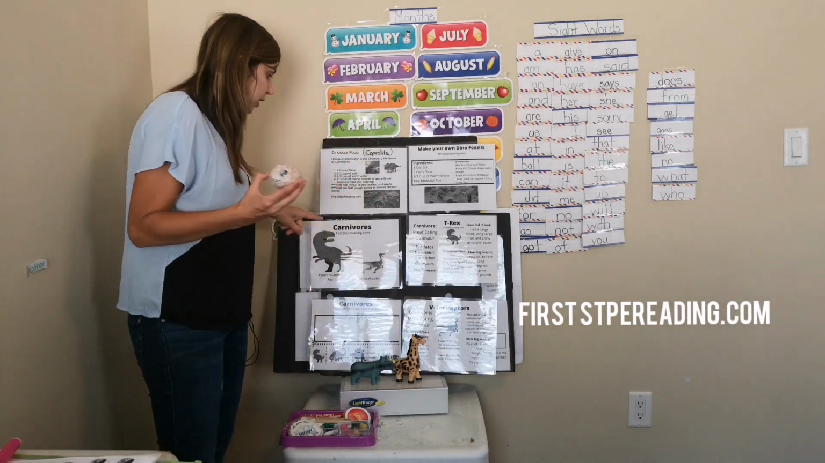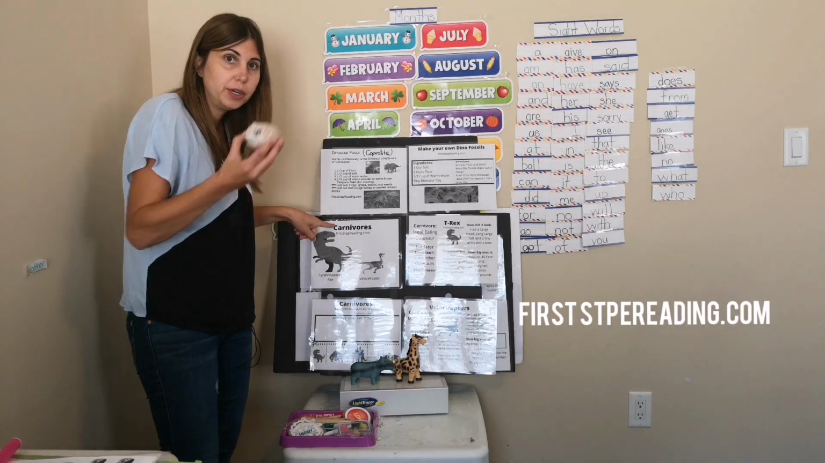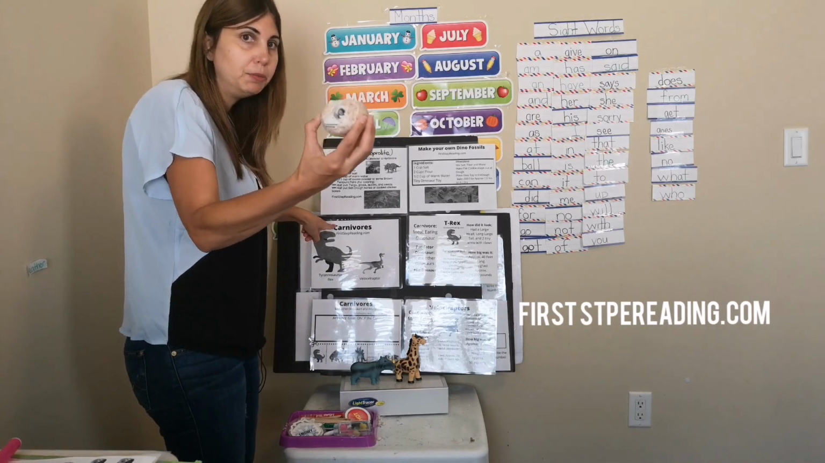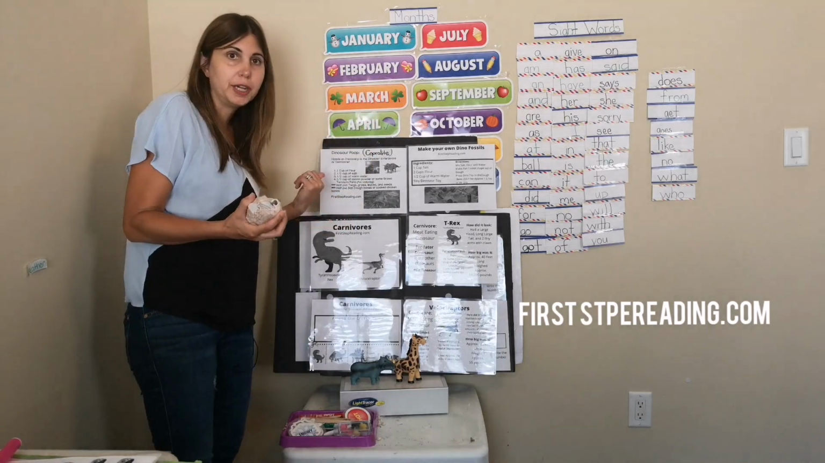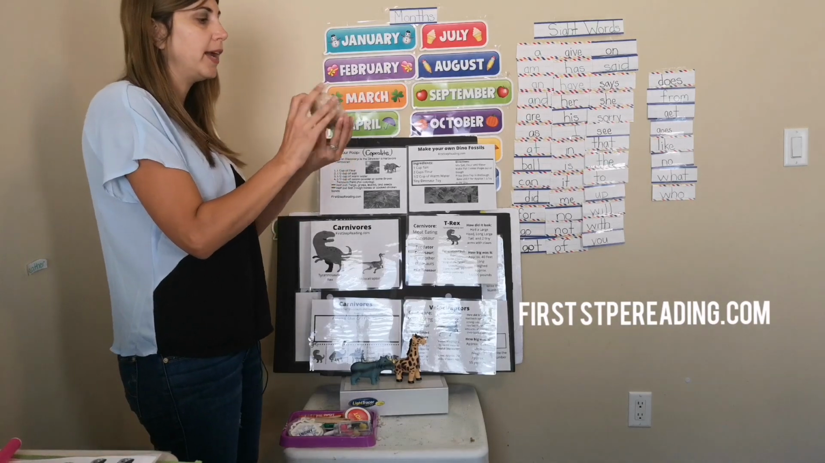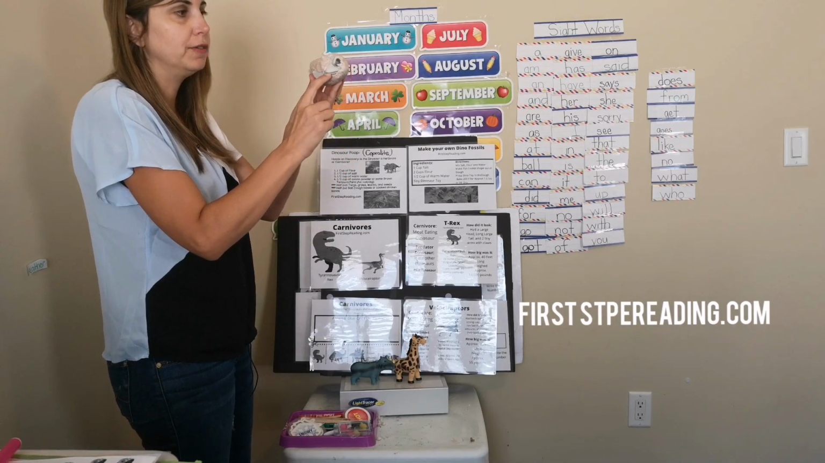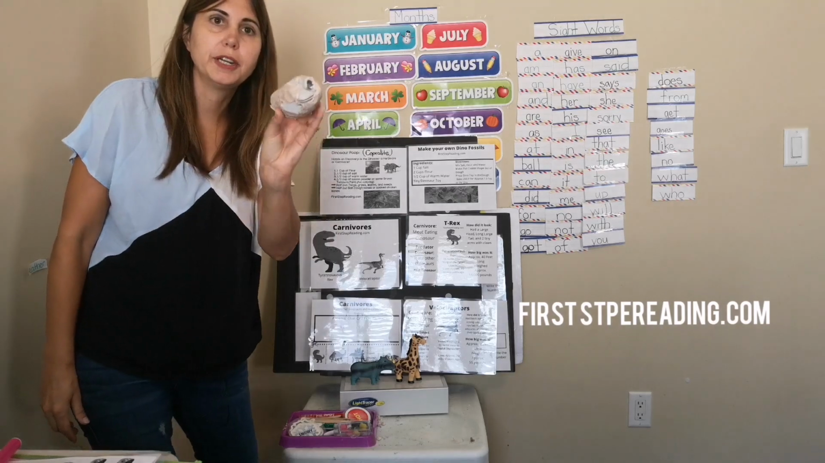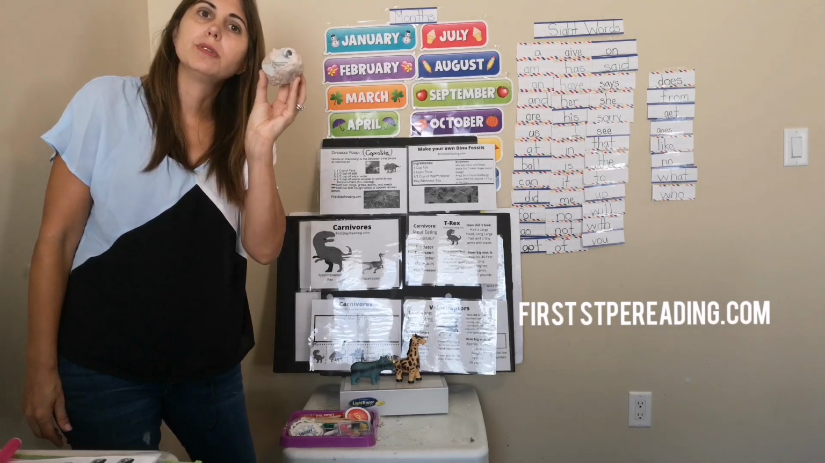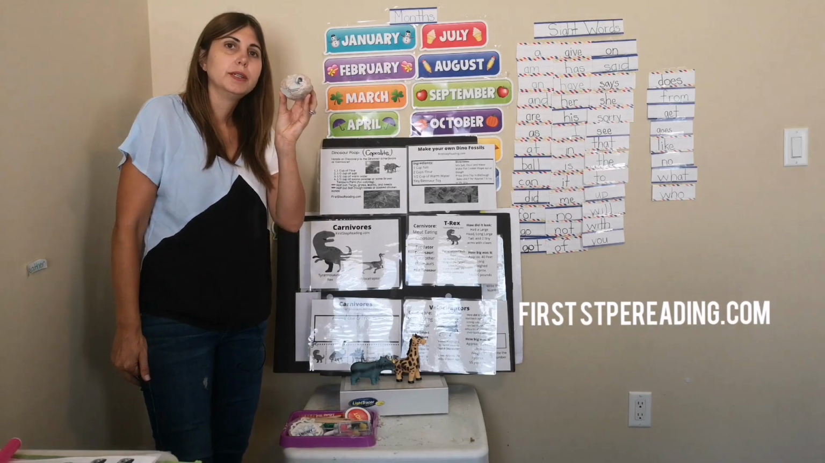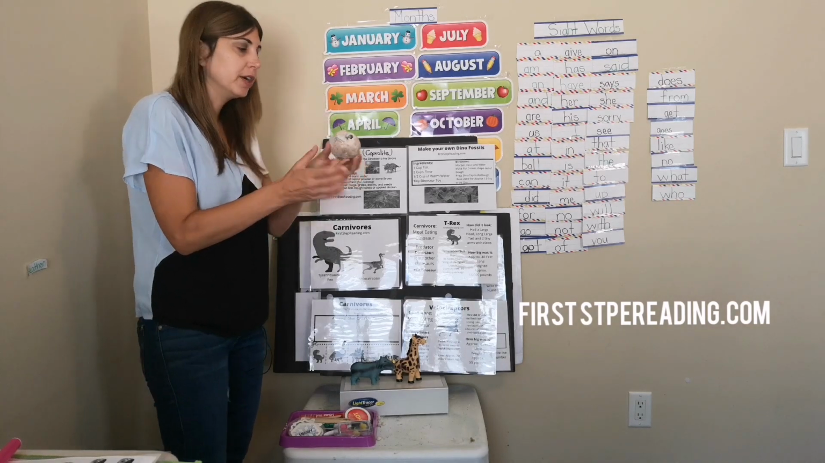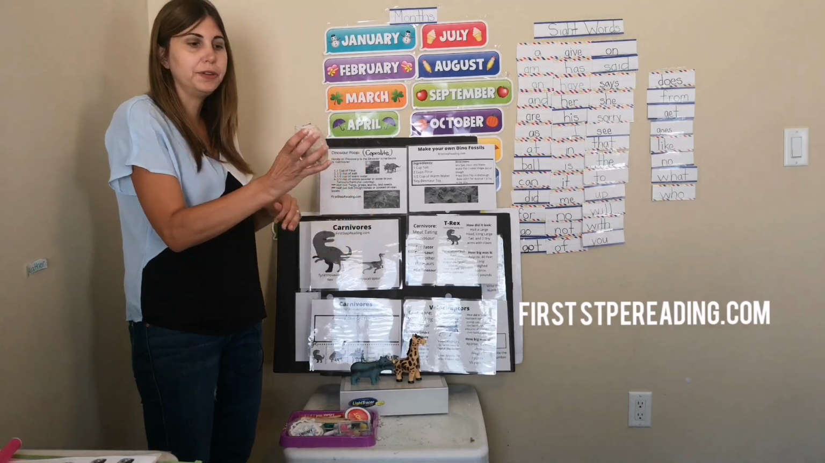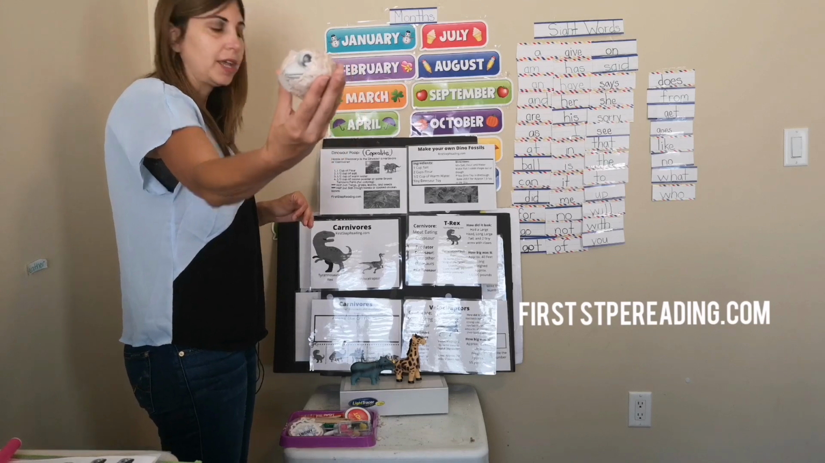So do you think it's a carnivore dinosaur who made this coprolite pretend poop, or an herbivore dinosaur? Why do you think this is a carnivore dinosaur or an herbivore dinosaur if you see bones in the poop? It would be a carnivore because carnivores eat other dinosaurs. Okay?